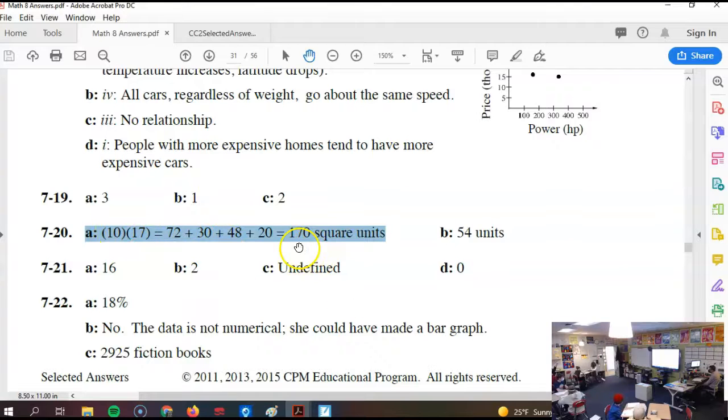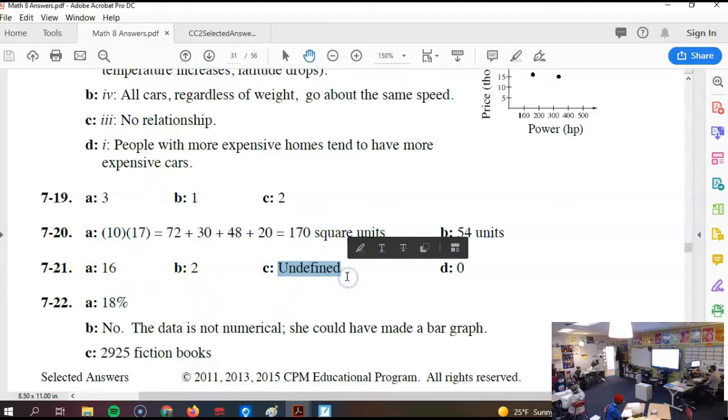20A comes out to be 170. 20B is 54. 21. You cannot divide by 0 ever. However, if you start with 0 and divide, you just get 0. If I have 0 pizzas and I divide them by anybody, I still have 0 pizzas.